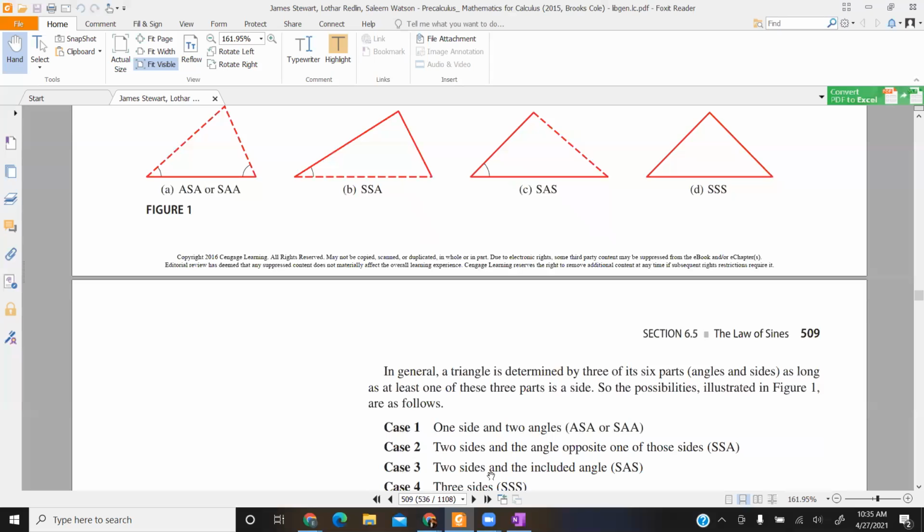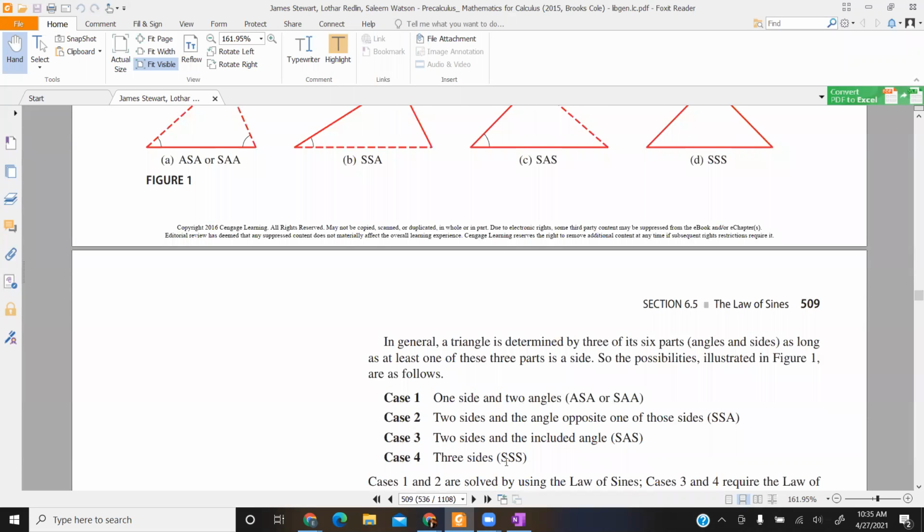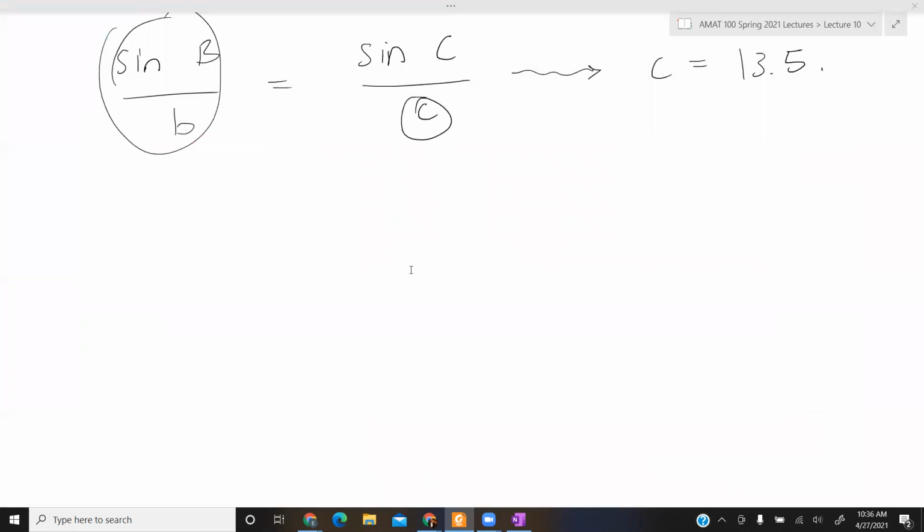And then the other case that the law of cosines can handle is the side side side case. And that's what we're going to deal with in this video section. We're going to talk about section 6.6, which is on the law of cosines.